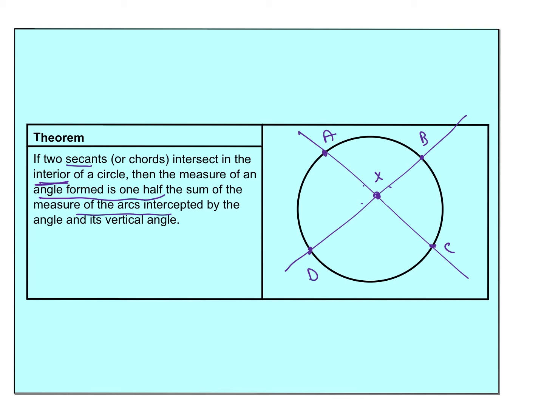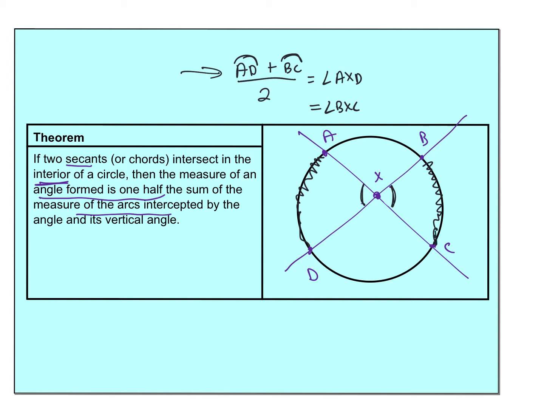But what are they equal to? Well, both of these are going to be the same, they're equal to arc AD plus arc BC divided by 2. So that would be the measure of angle AXD. That would also be the measure of BXC. So all I'm doing, take a look at what I'm doing, is adding the two arcs and dividing by 2. Okay, so I'm adding this arc and this arc and dividing by 2.